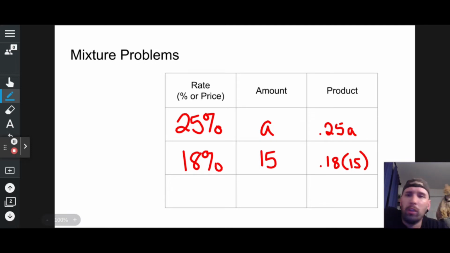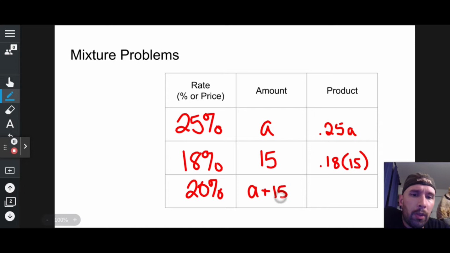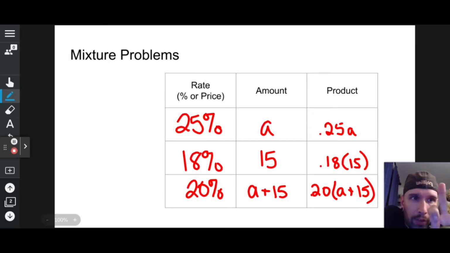And what did I say? We wanted 20%, so we want 20%. And this is what I know. If I'm going to mix A amount plus 15, my amount is going to be A plus 15. So I will write out 0.20 or 0.2 times (A plus 15). This is a pain in the butt. We're going to do 4 of these, so hopefully it will be less of a pain in the butt.